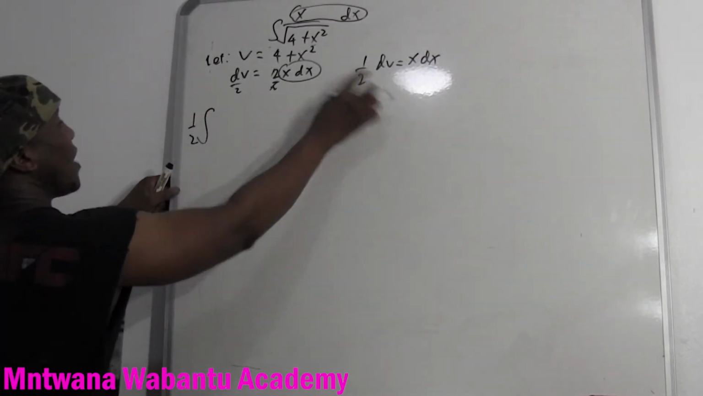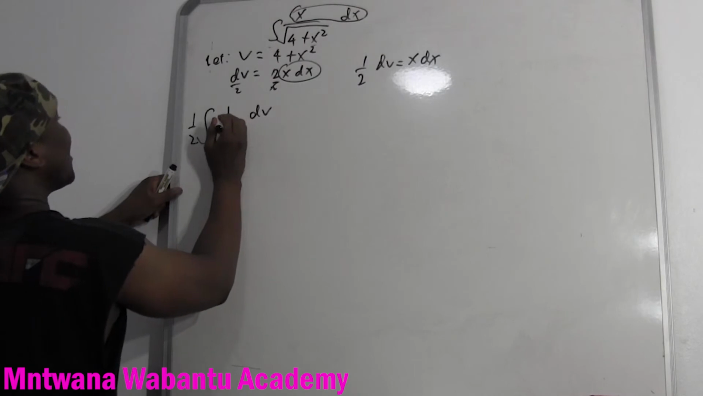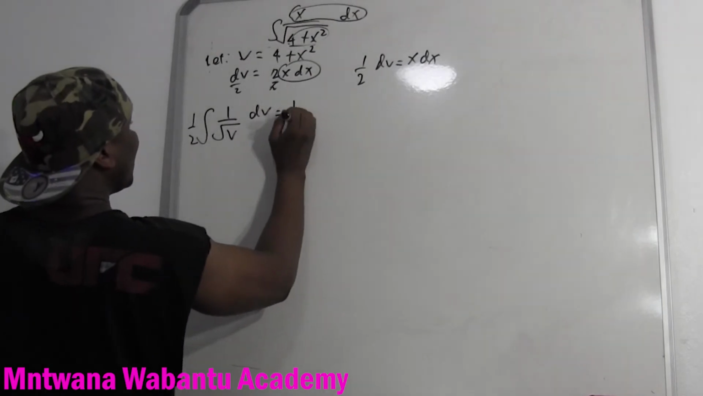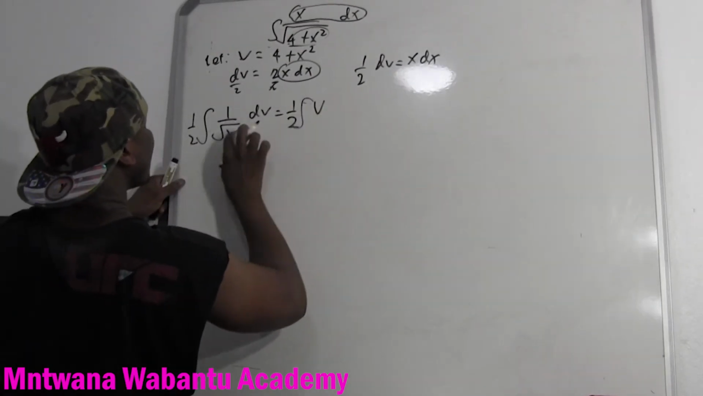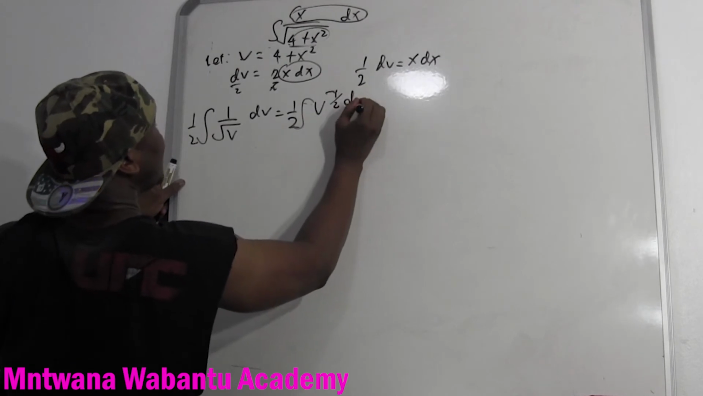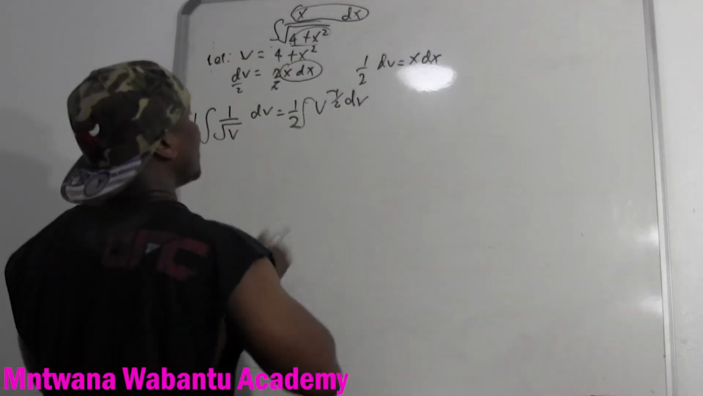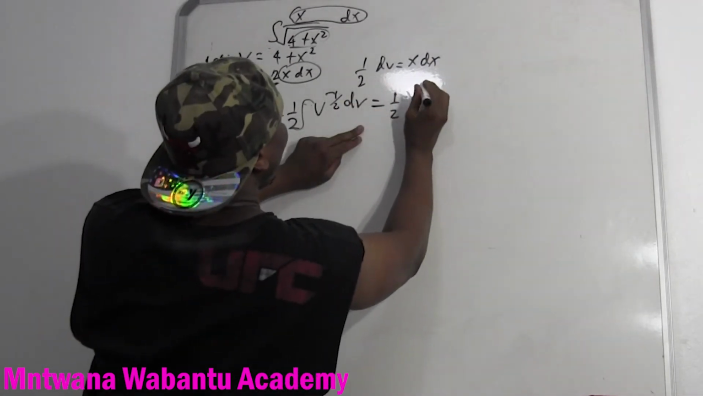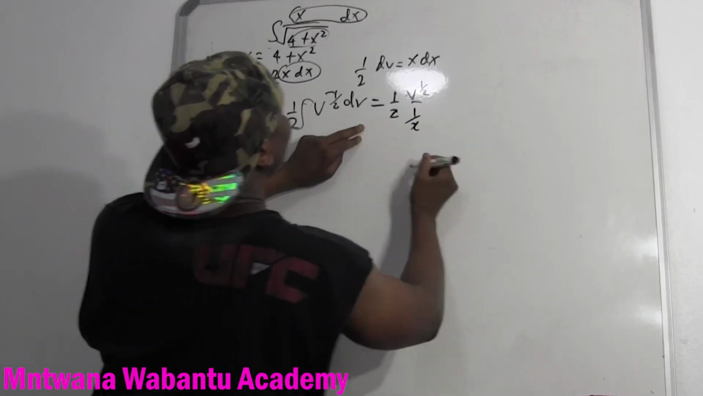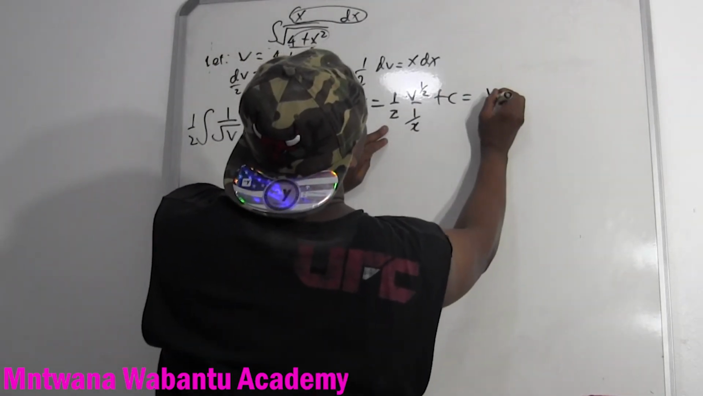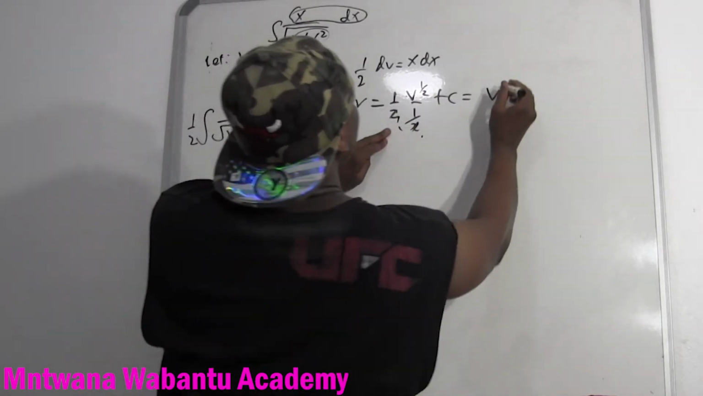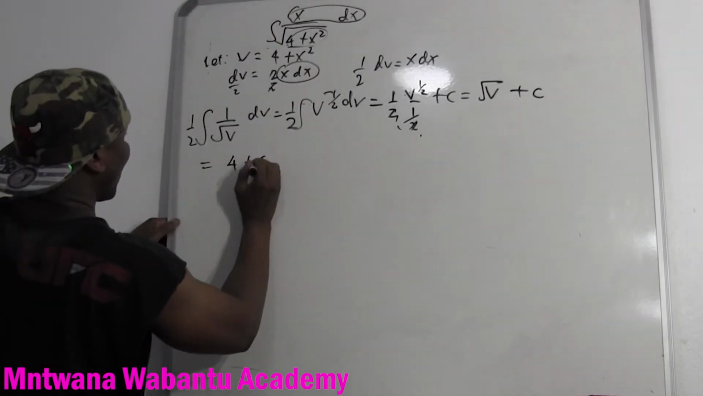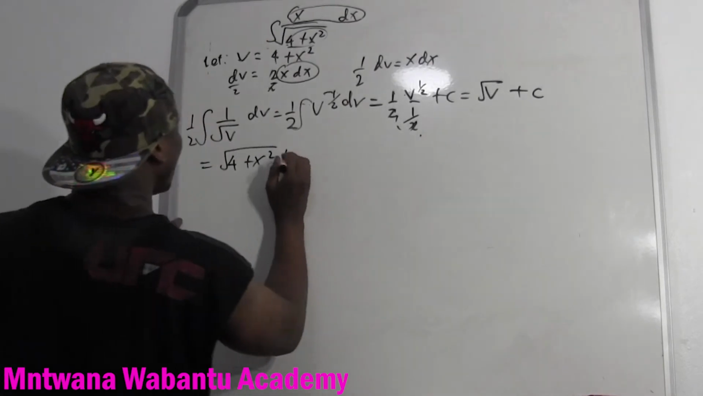So I can take 1 over 2 outside, so I'm left with dv, and the square root is in terms of v, so this is 1 over 2 times the integral of v to the negative half dv. Then when I integrate, it's going to be v to the half, but also at the bottom must be half. The 1 over 2 and the half cancel, plus constant, so it's the square root of v plus constant. What is v? It's 4 plus x squared. So we get the square root of 4 plus x squared plus constant, and it's done.